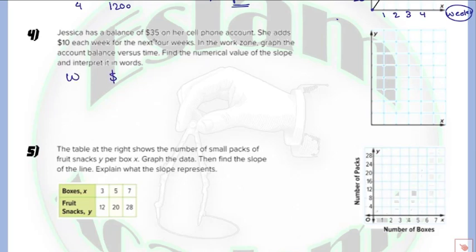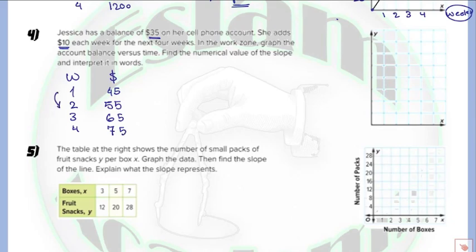She has now $35. After 1 week, she will add $10. So the total amount now will be 45. So 1 and 45. After 2 weeks it will equal 55, because each week she adds 10. At the third week it will equal 65. At the fourth week it will equal 75.